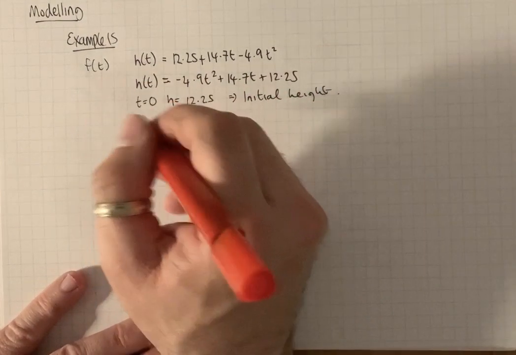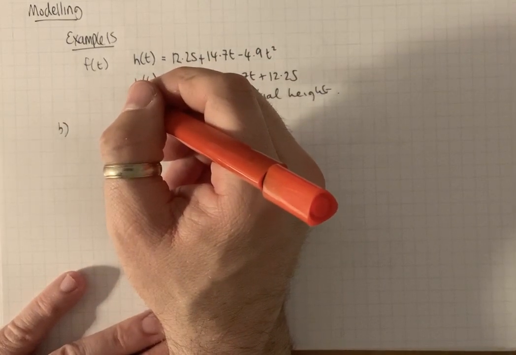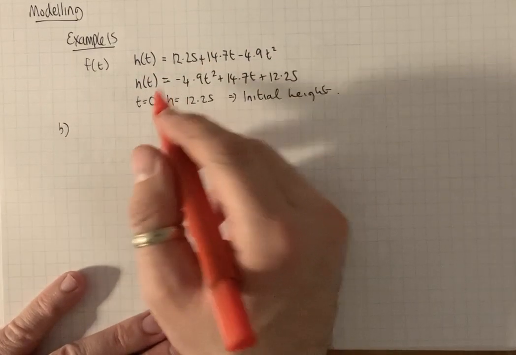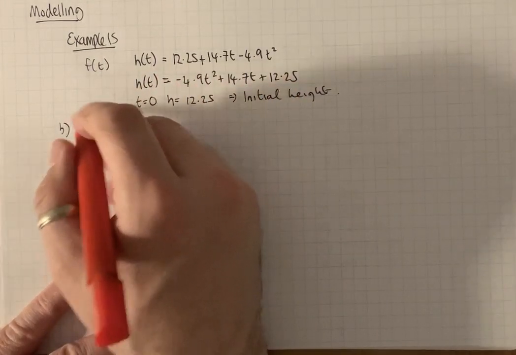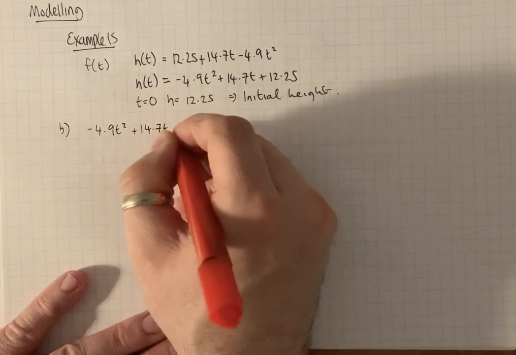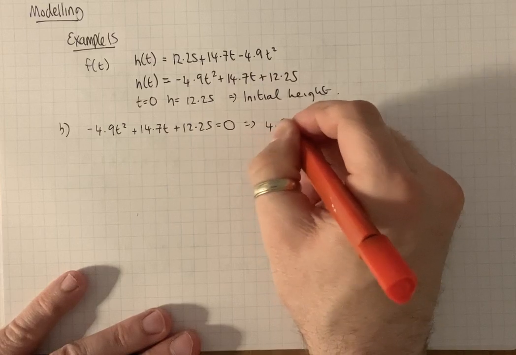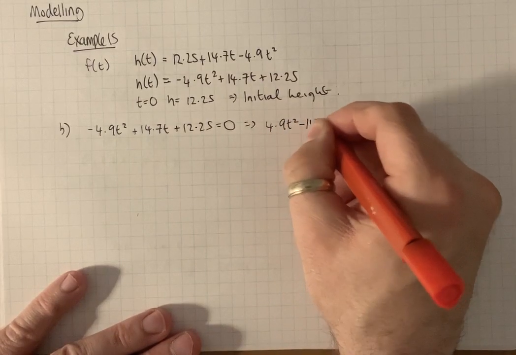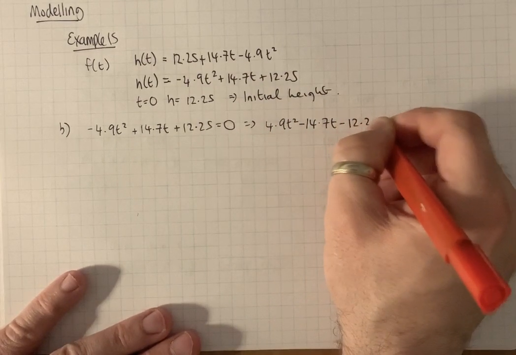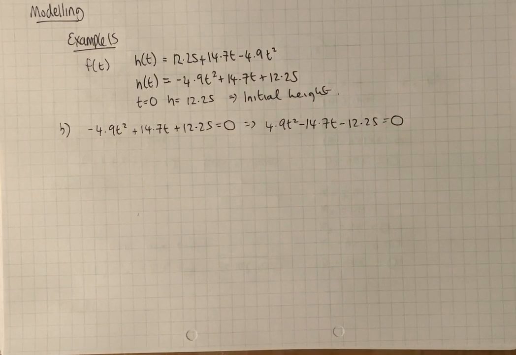B, after how many seconds does the spear hit the ground? Well, the spear hits the ground when height is 0, so when this is 0. Let's make the quadratic positive. It's just a useful thing to get used to doing. So we could try and factorise it. I don't particularly fancy trying to factorise that though, so we're going to go for the quadratic formula.